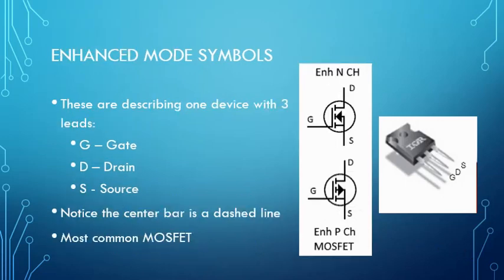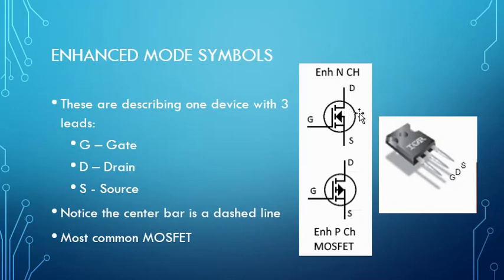Enhanced mode, this is the one that's used all the time. I'd say 90% of the time is enhanced mode. Again, we're describing one device with the symbol. We have our gate, drain, and source, and then this crazy symbol in the middle, which describes what an enhanced MOSFET looks like. Interestingly, the arrow points in for N channel, which we use with positive supply. So it's the opposite of a transistor.